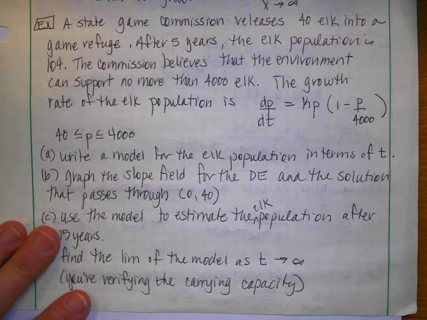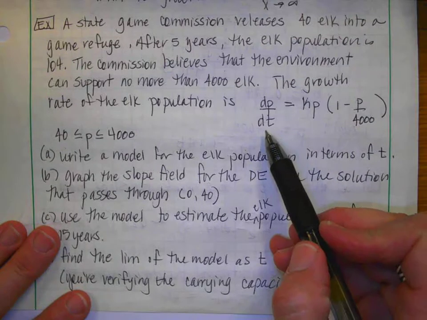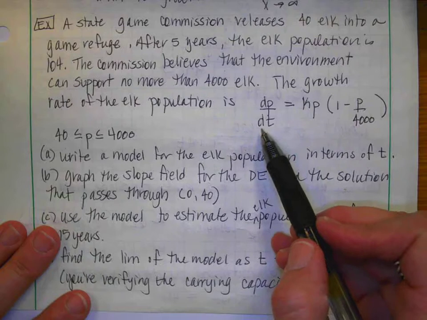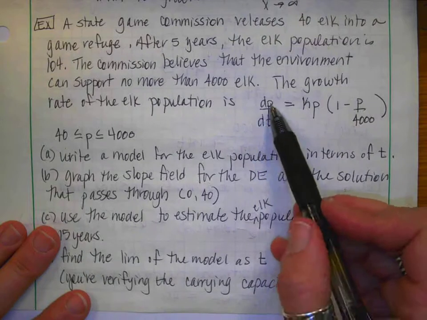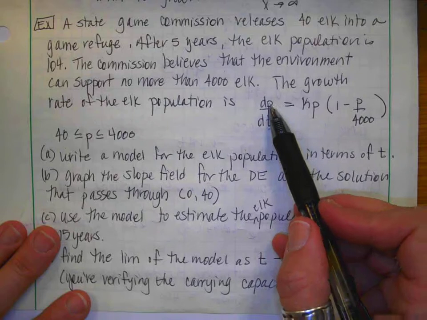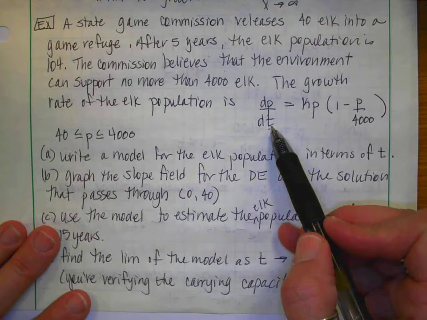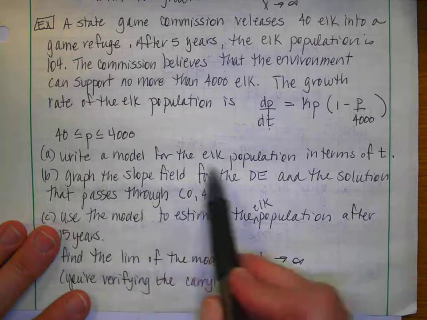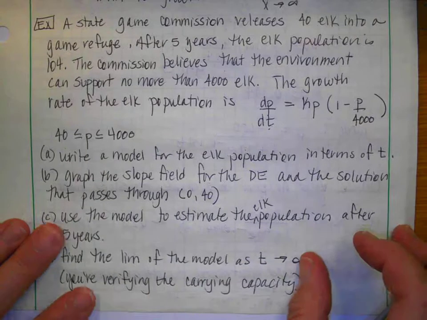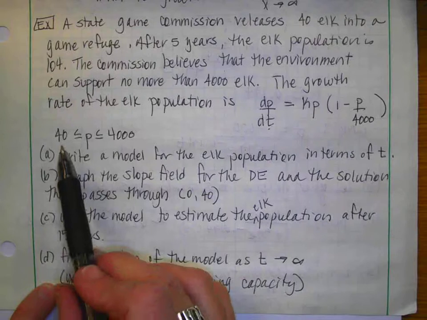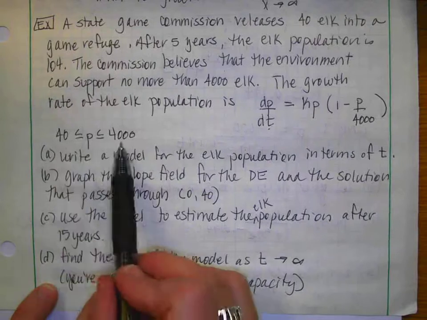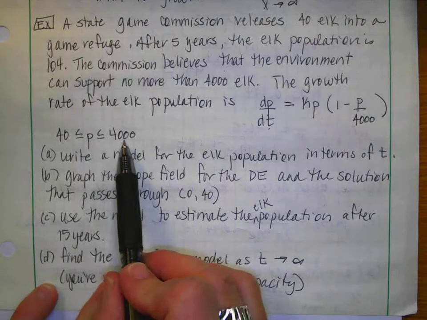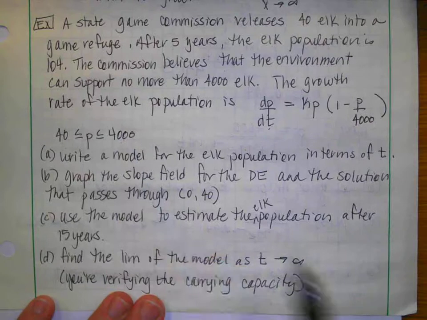And then it says the growth rate of the elk population is, and notice they've given it to you in a different format, okay? So they've given it to you as a rate, the growth rate of the population with respect to time. And so the first part of the problem is write a model for the elk population in terms of t. And notice our relevant domain is from 40 to 4,000. This is the initial, this is the carrying capacity.